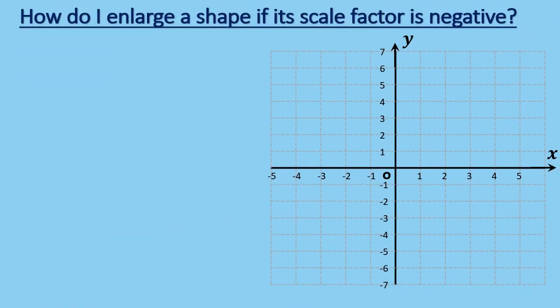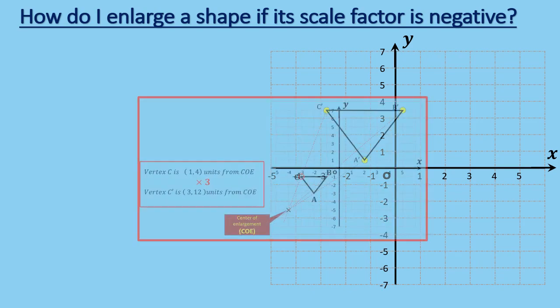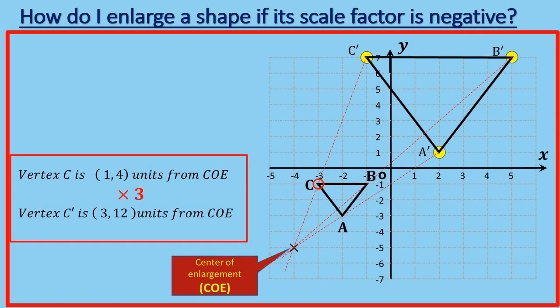How do I enlarge a shape if its scale factor is negative? Actually, the procedure is very similar to that used for an enlargement with a positive scale factor. The main idea is to account for the negative sign when multiplying the scale factor with the horizontal and vertical distance between the vertices on the object and the center of enlargement, when calculating the position of the image vertices with respect to the center of enlargement.